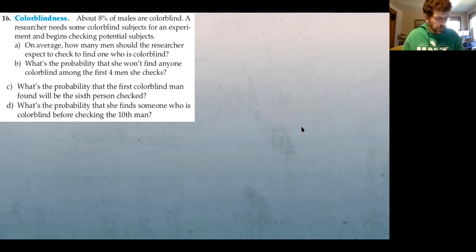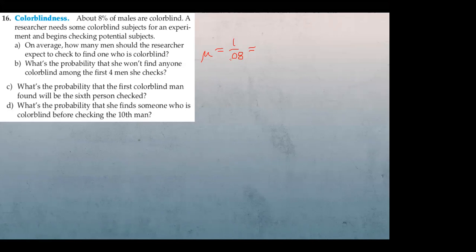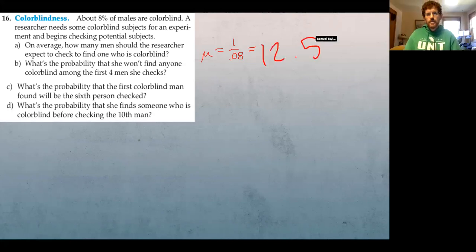So about 8% of males, we already started this one, but now we can actually do some calculations. On average, how many men should the researcher expect to check to find one who is colorblind? What are we doing to get that answer? Mean. 1 divided by 0.08. It's the geometric mean. You can get a decimal answer for this, so don't worry if you get that. Okay, so she keeps looking for subjects. On average, she's going to have to check 12.5 men until she finds one that's colorblind. Sometimes 12, sometimes 13. You get it.